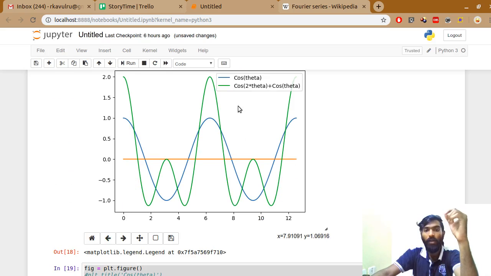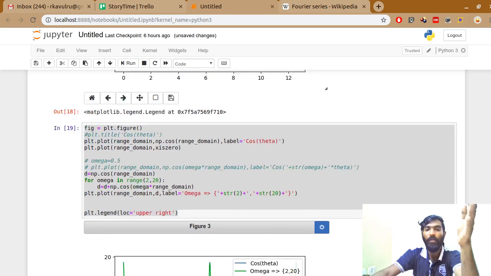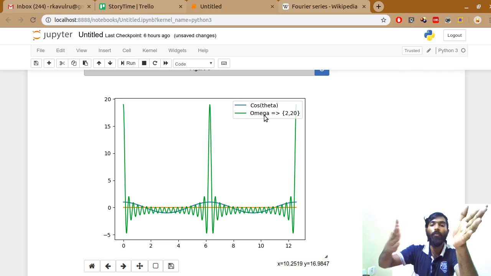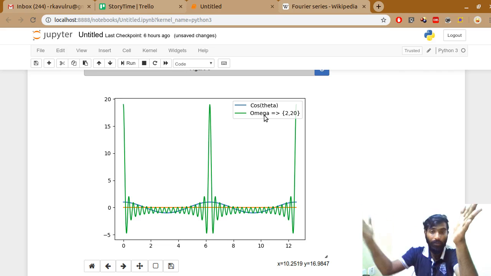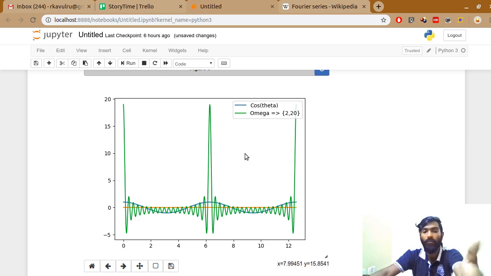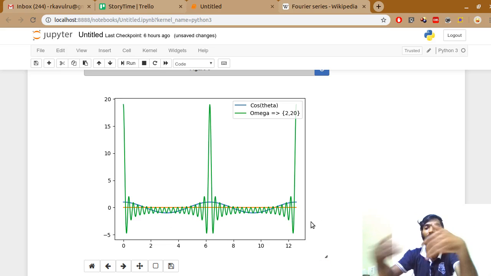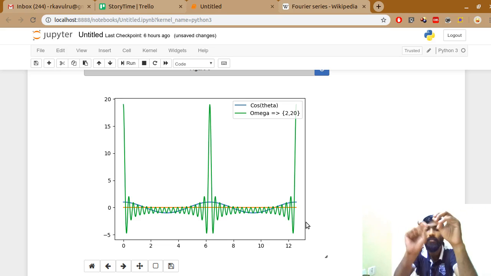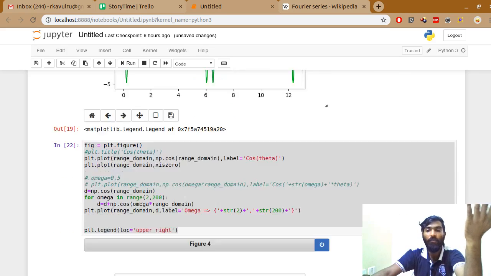So what I did here is I added cos 2 theta plus cos theta, and I got this green function. Similarly, I added cos 2 theta plus cos 3 theta plus cos 4 theta, and so on, up to cos 20 theta, and I got this function. If my given function was this green signal, I would do my Fourier series by writing that this function is a summation of cos 2 theta plus cos 3 theta, and so on, up to cos 20 theta. So this is an abstract view of a Fourier series.